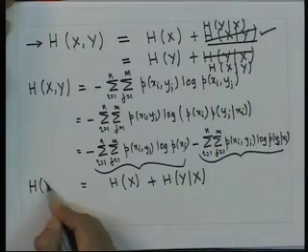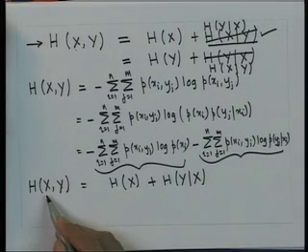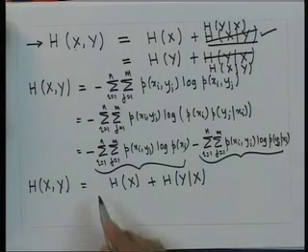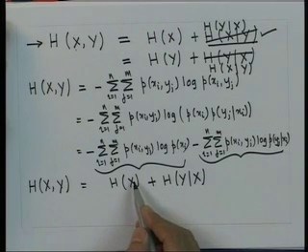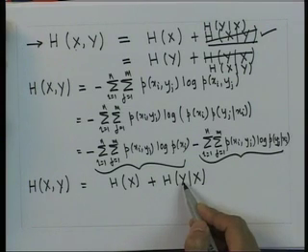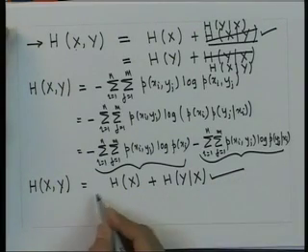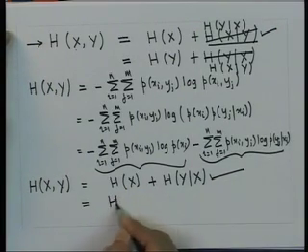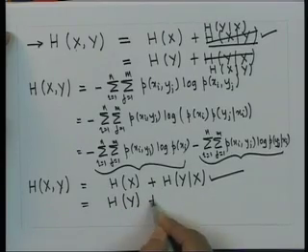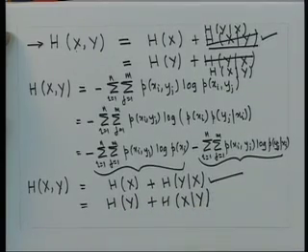So, finally I get that the joint information which I get from two events x and y is equal to the information which I get from the event x alone plus the additional information which I will get from event y after the event x has occurred. So, similarly I can show that this is nothing but h of y plus h of x given y.